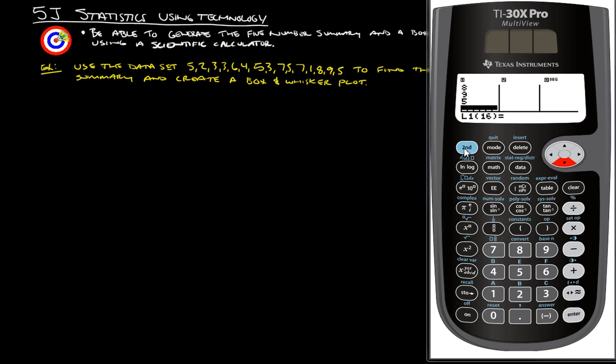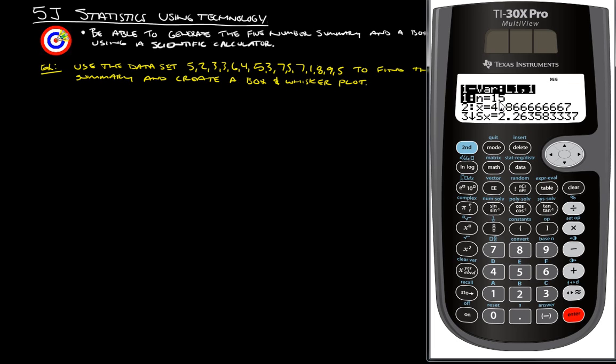And then now we're going to do second data, and we're going to figure out our statistics. This is one variable, so we go down to one variable statistics. We push enter, and the data is in list 1. The frequency of each one of those is 1 because we entered them all in separately. And then we push calculate, and it gives us all the important information we need.